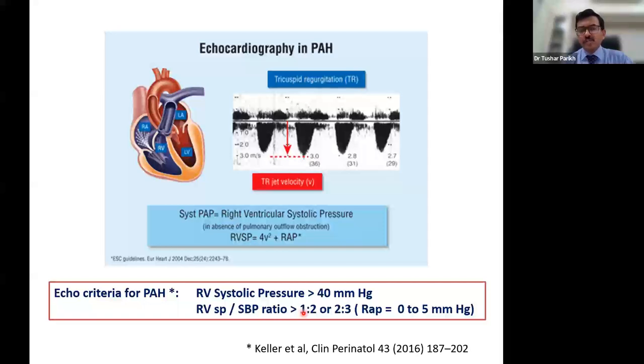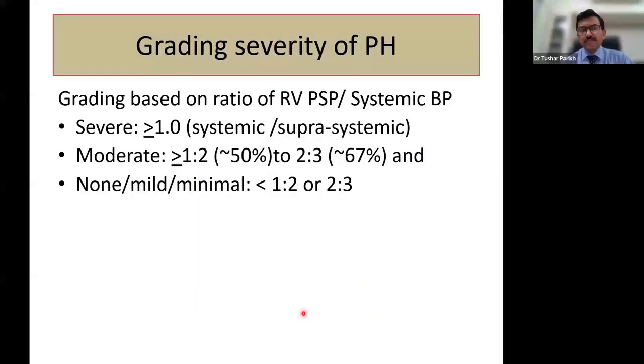So there are different methods of grading pulmonary hypertension. Similarly, grading based on the ratio of right ventricular peak systolic pressure divided by systemic blood pressure. Now this is something which I find useful even for preterm babies. Suppose the ratio is more than 1, it means the pressure is suprasystemic, and that is severe pulmonary hypertension. If the ratio is between 50 to 67%, then it is moderate pulmonary hypertension, and none or minimal when the ratio is less than 50% of systemic systolic blood pressure.